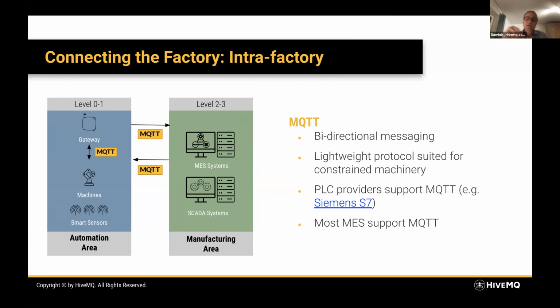MQTT is so lightweight that it is suited for constrained machinery. And there are, in fact, PLCs on the market which support MQTT out of the box, so they can publish and receive messages. For example, Siemens has a way of producing MQTT messages and consuming them. Also, there are many MES systems which support MQTT out of the box. So, especially in a greenfield project, you can make sure that the components you're using speak MQTT, so you can speak MQTT down to the PLCs even. Usually, if you have a brownfield project, an additional layer is required. This is where Sparkplug comes into play, but we will see this afterwards. But you can absolutely use vanilla MQTT, and we have, in fact, customers who are doing this.